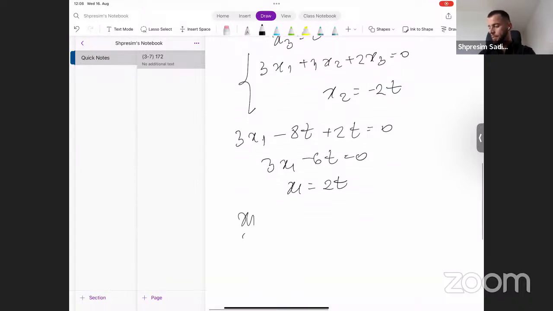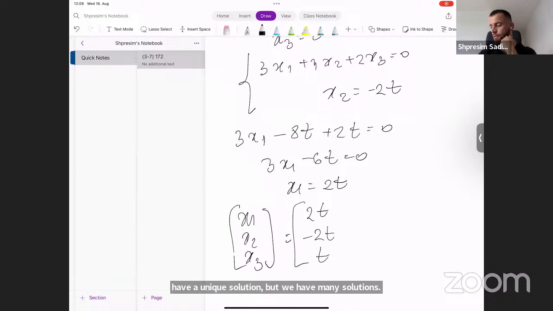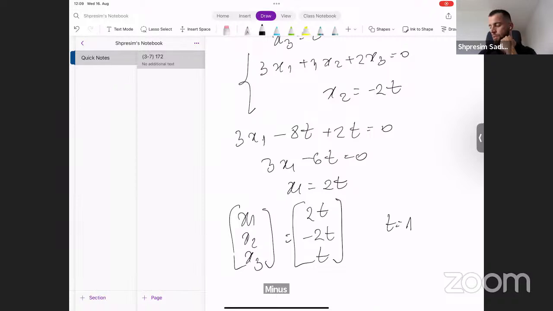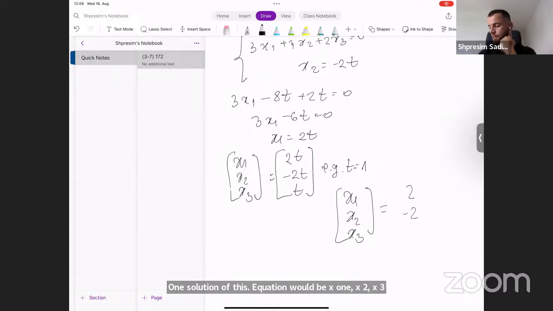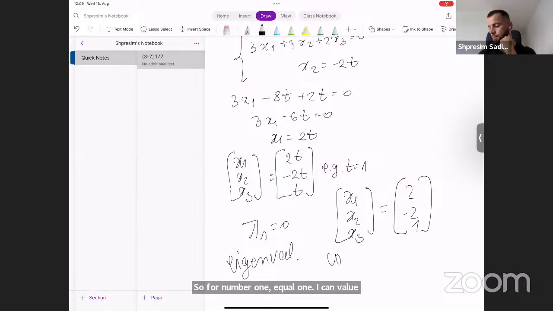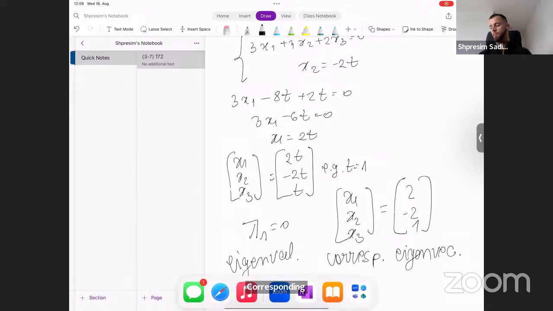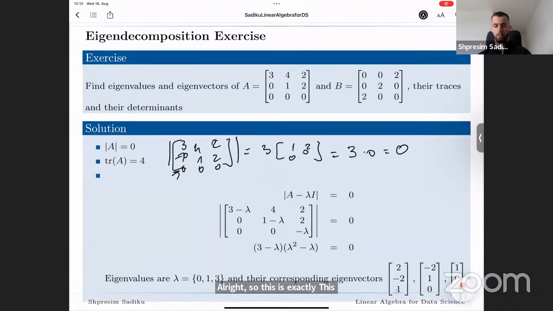All right, so then x1, x2, x3. Actually, we don't have a unique solution, but we have many solutions. So this is just 2t, minus 2t, and this was t. And if we simply take t to be 1, then one solution of this equation would be x1, x2, x3 equals 2, minus 2, 1. So for the eigenvalue lambda 1 equal to 1, the corresponding vector is 2, minus 2, and 1. All right, so this is exactly this one over here.